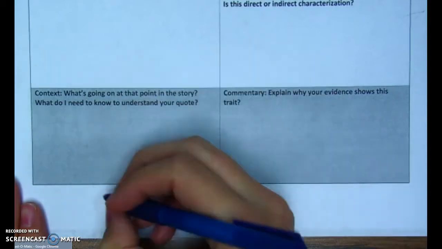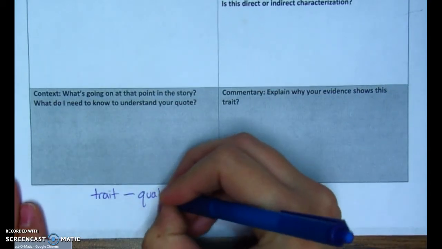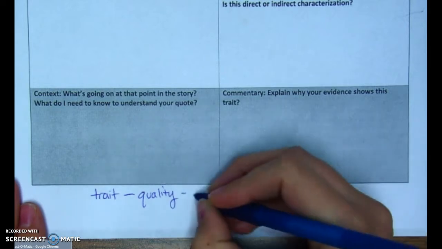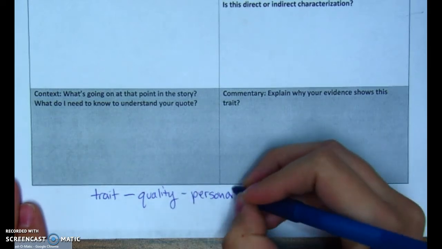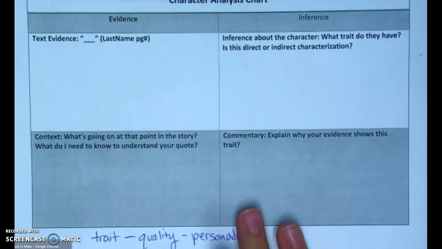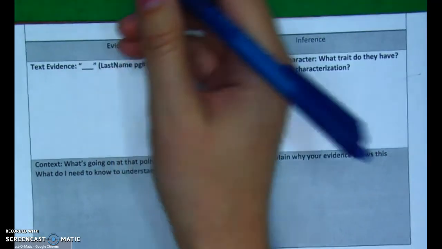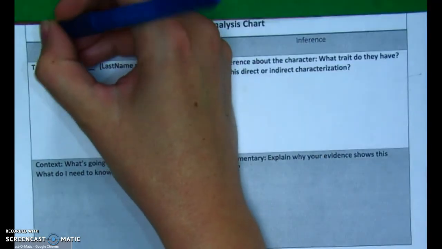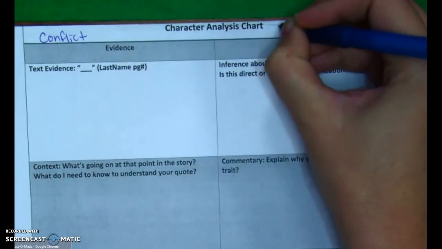So just a real quick recap, a trait is the same thing as a quality. Character traits and character qualities show something about the personality of the character. It shows who they are as a person and what some typical behaviors or thoughts or actions might be. As we're analyzing, like I said, we're not just talking about the traits, but we're also talking about how those traits interact with the conflict and the resolution.